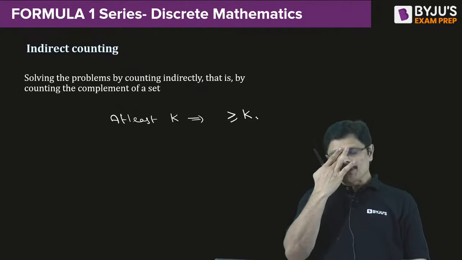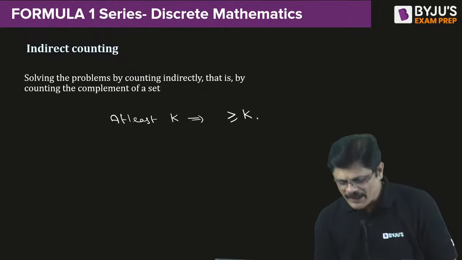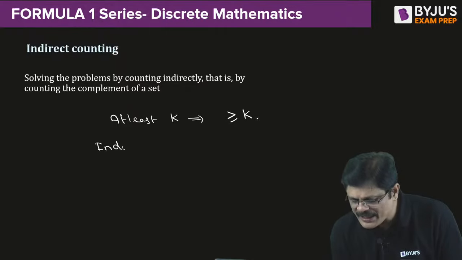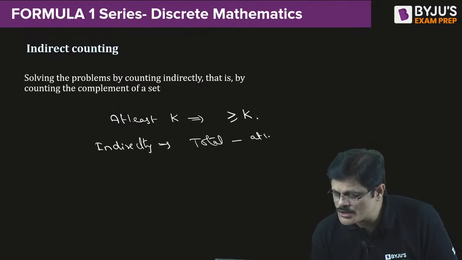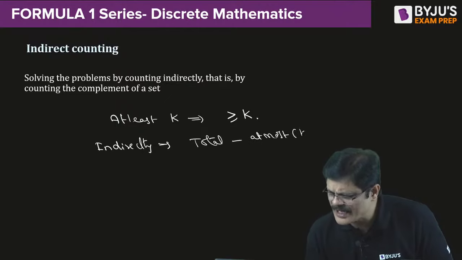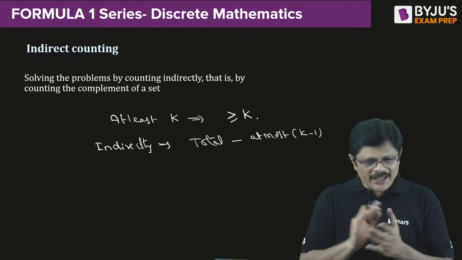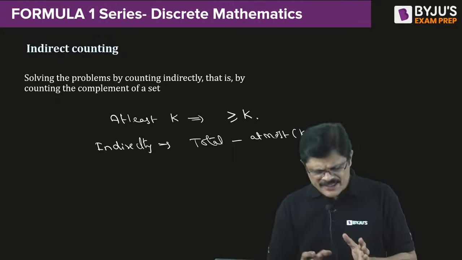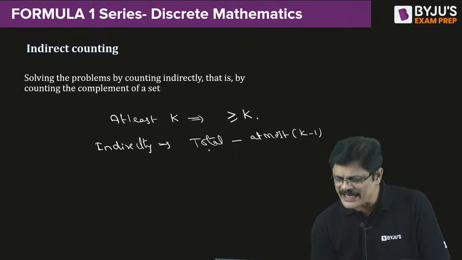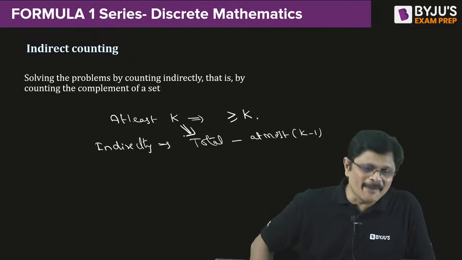See, directly you can solve it by saying k, k plus 1, k plus 2, like that. But indirectly, how can you do it, my dear friends? Total minus at most k minus 1, that is, less than k. This is one of the important formulas. Yes, Akshita Sharma, you are correct. You gave the answer for at least 1. I am saying it for at least k here. Total minus at most k minus 1.